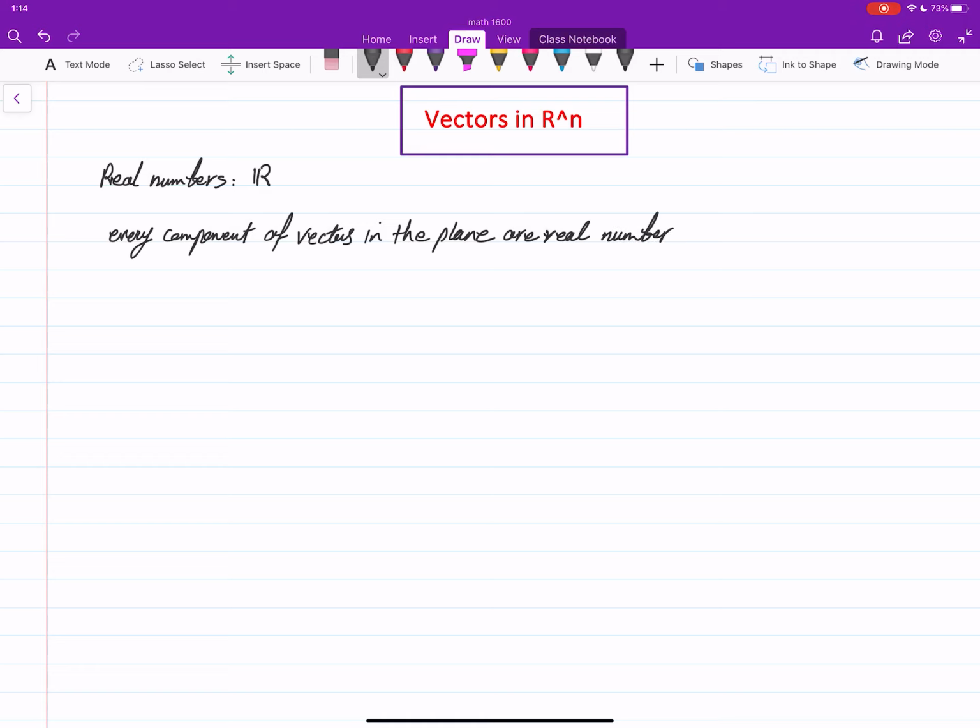In other words, we have been using two copies of R to fix our vectors in the plane. So that's why we choose the notation R to the power 2, vectors with two components. In general, vectors with n components can be studied.